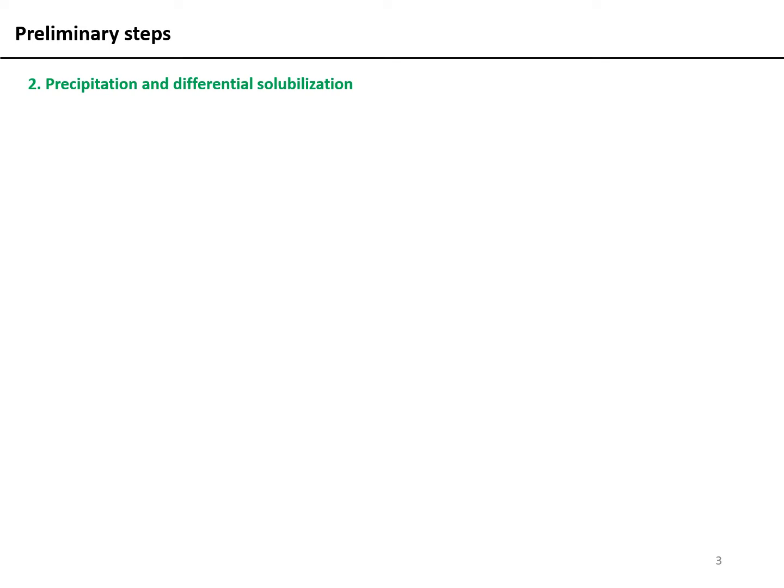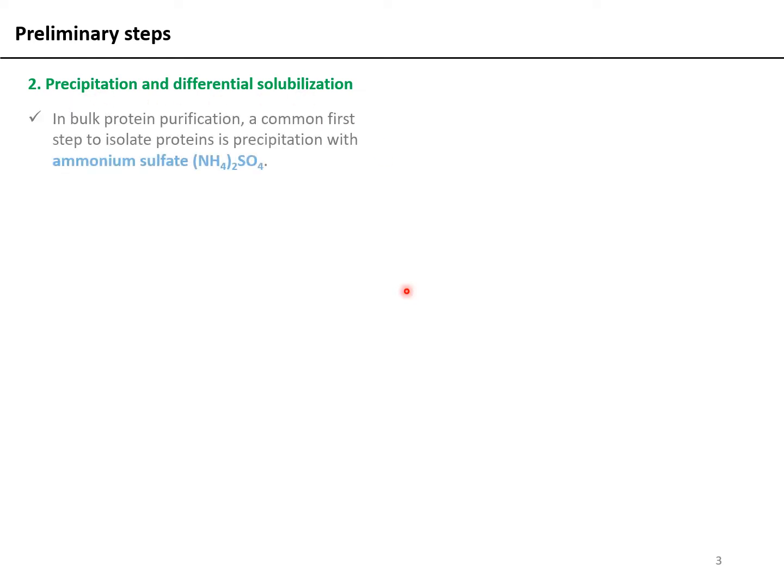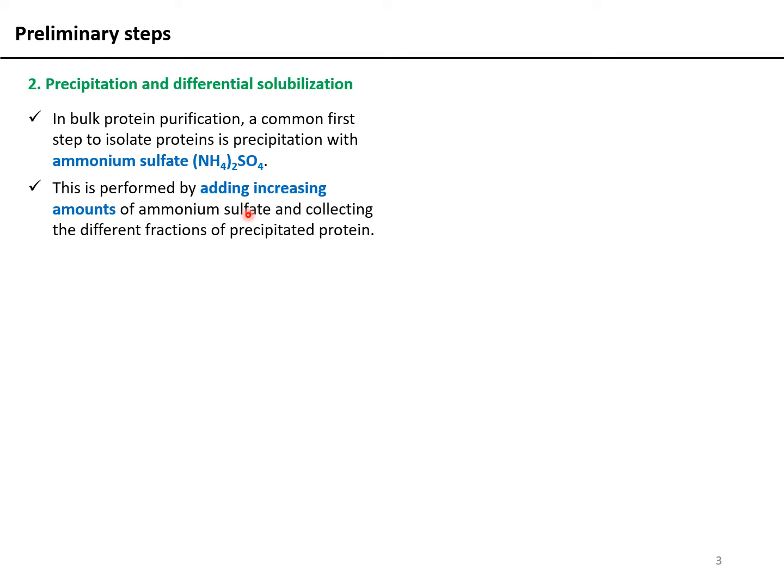One common method that is typically followed is precipitation and differential solubilization. Now, what do we mean by this? In bulk protein purification, a common first step to isolate proteins is precipitation with ammonium sulfate. This ammonium sulfate precipitation is a very common technique, and I'm pretty sure you must have heard of it somewhere or the other when studying protein purification. This is performed by adding increasing amounts of ammonium sulfate and collecting the different fractions of precipitated protein.